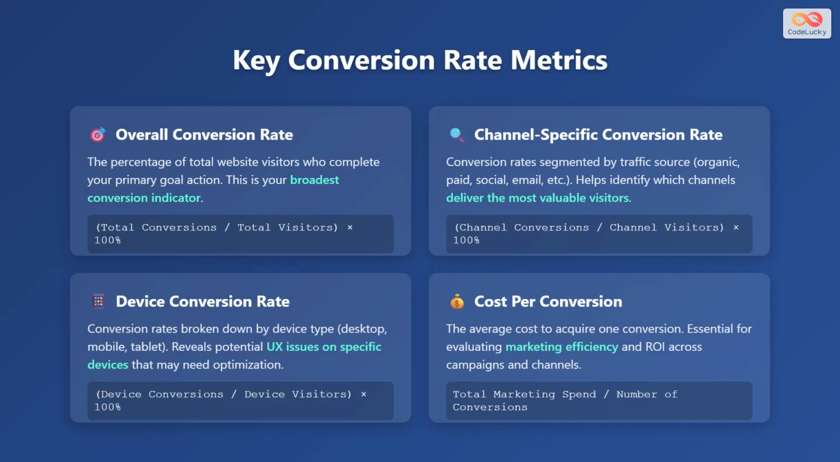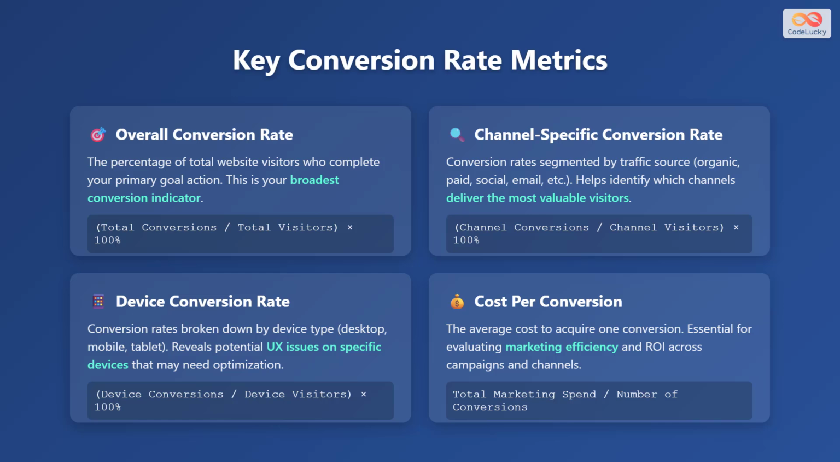Let's dive into the key metrics for measuring conversion rate. First, there's the overall conversion rate. This is the percentage of total website visitors who complete your primary goal action, serving as your broadest conversion indicator. The formula is total conversions divided by total visitors, multiplied by 100%.